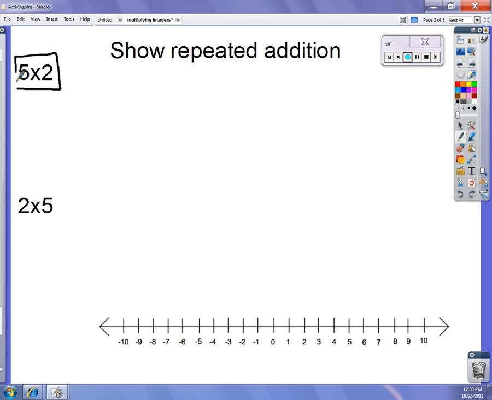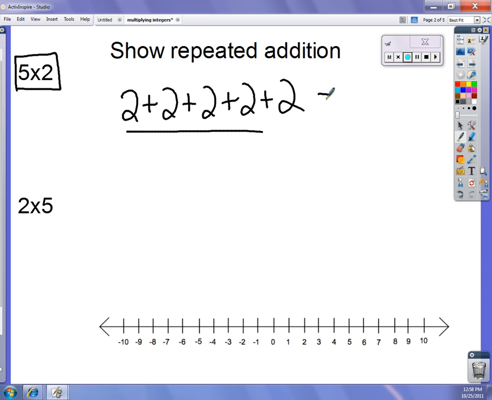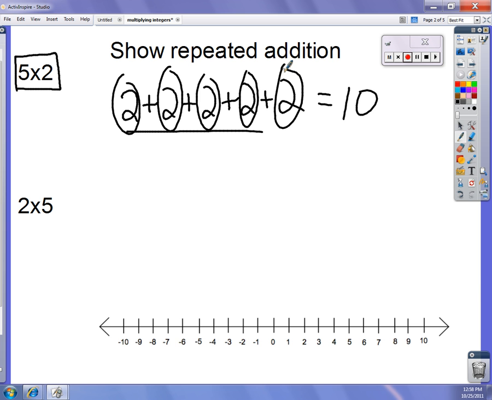5 times 2 means 5 groups of 2, or repeating the addition of 2 5 times. 2 plus 2 plus 2 plus 2 plus 2. If we add all these up, we get 10. Or we could think we have $2 and another $2 5 different times. If we add up all the money that we have, $10. Using a number line, if we start at 0 and we jump positive 2 5 times, 2, 4, 6, 8, 10, we still get to the number 10.